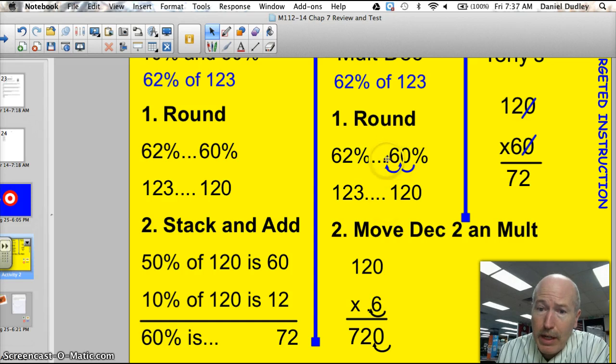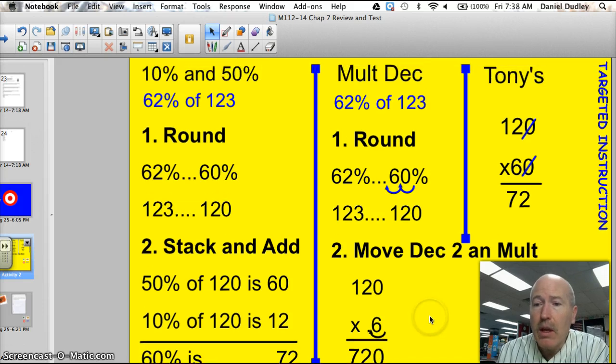Because the decimal is going to be right here. I could have 0.60, but what's the point? It's 0.6. And then you just multiply. 6 times 0 is 0. 6 times 2 is 12. You're carrying 1, so 6 times 1 plus that 1 is 7, giving 720. Move the decimal 1 spot because you've got 1 decimal spot here, and you've got 72.